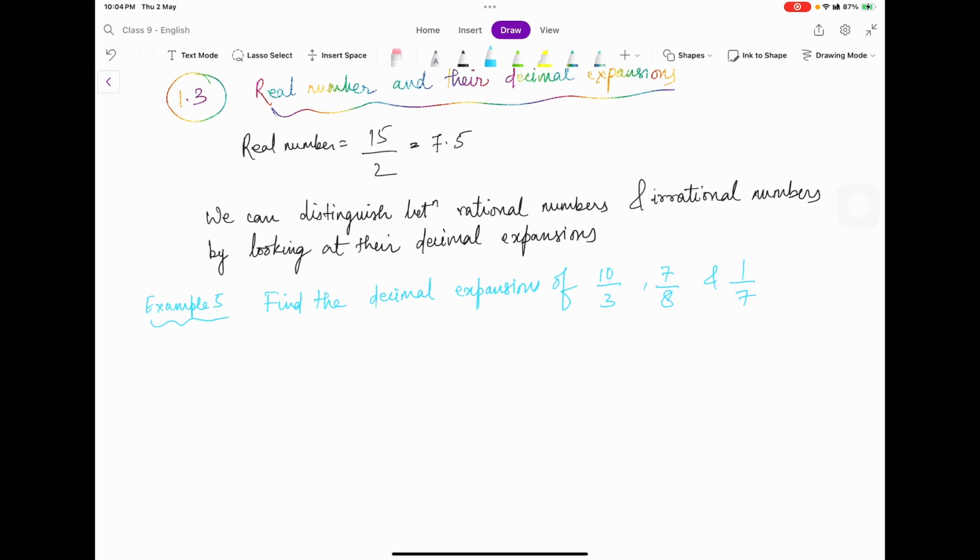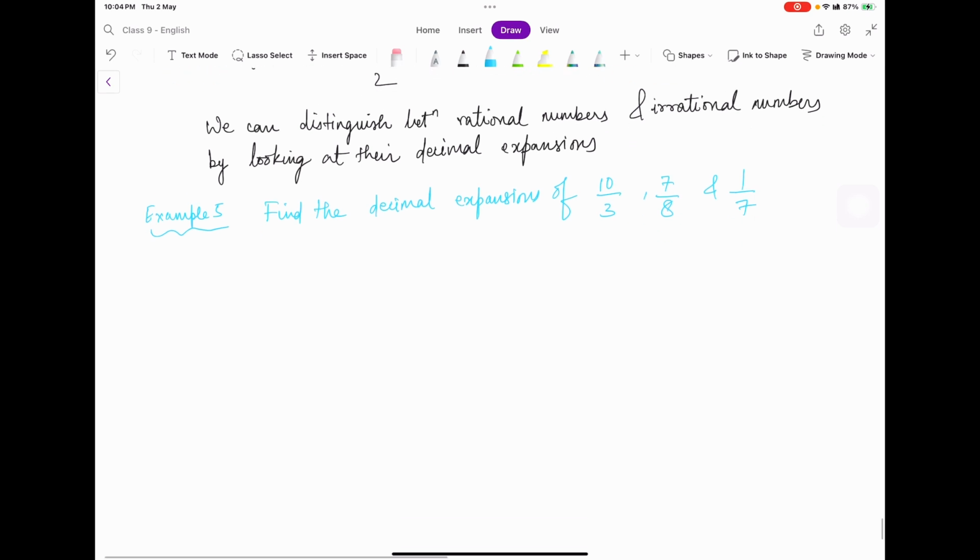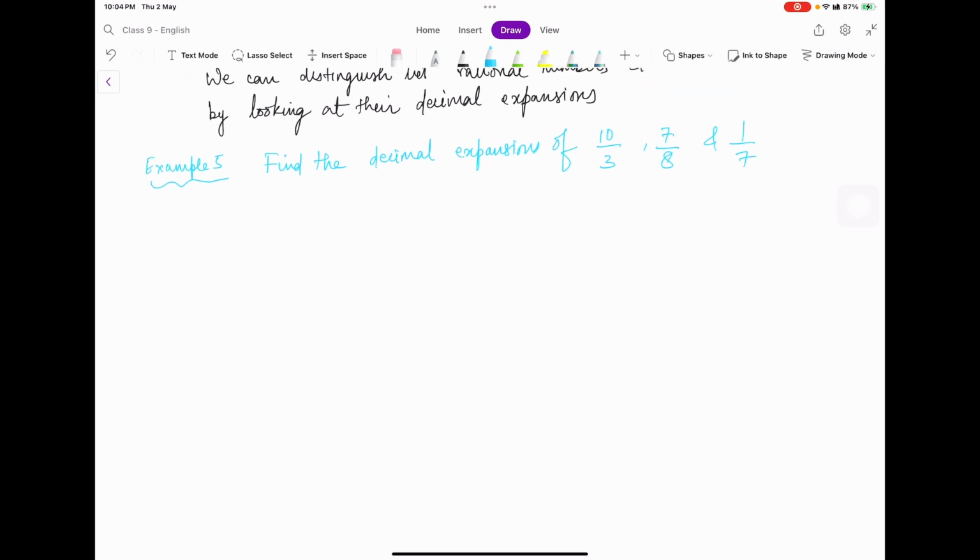So how are you going to find the decimal expansions? The same way as in childhood when you used to do divisions. You keep 10 here, divided by 3. How many times will 3 go? 3 times, so you write 3. 1 is the remainder. Now with 1 you cannot do the division, so you put a decimal and add a 0.